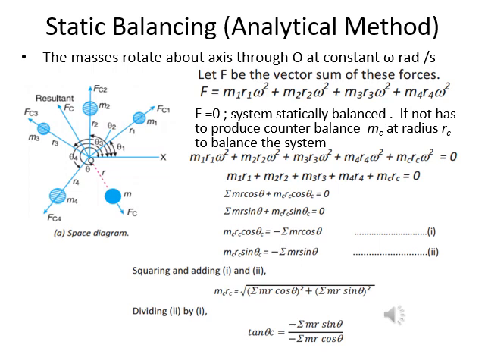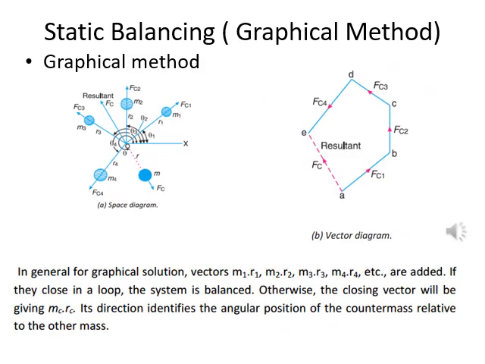And then you can also calculate the angle in reference to the x-axis in this case. For the graphical method, from the space diagram in the figure on the left, you have to make sure you know the masses and their respective distances from the center of rotation, as well as the angle of each mass in reference to the x-axis. In this case, you have to determine whether you want to use the x-axis as a reference axis, or the y-axis as a reference axis.